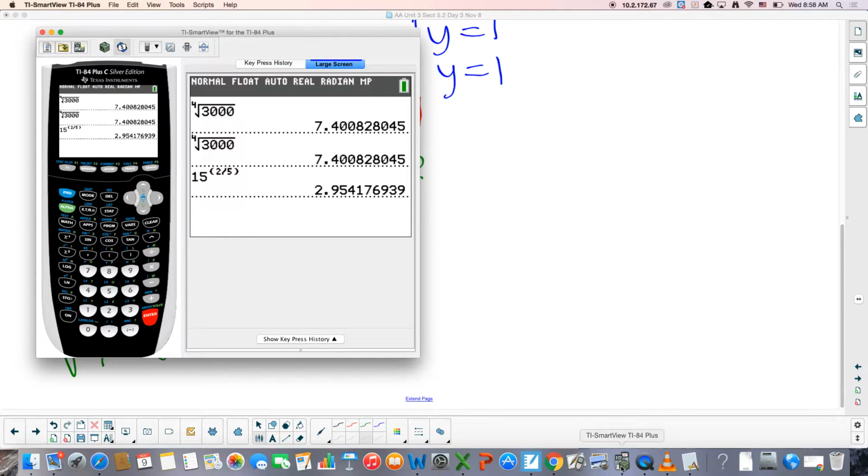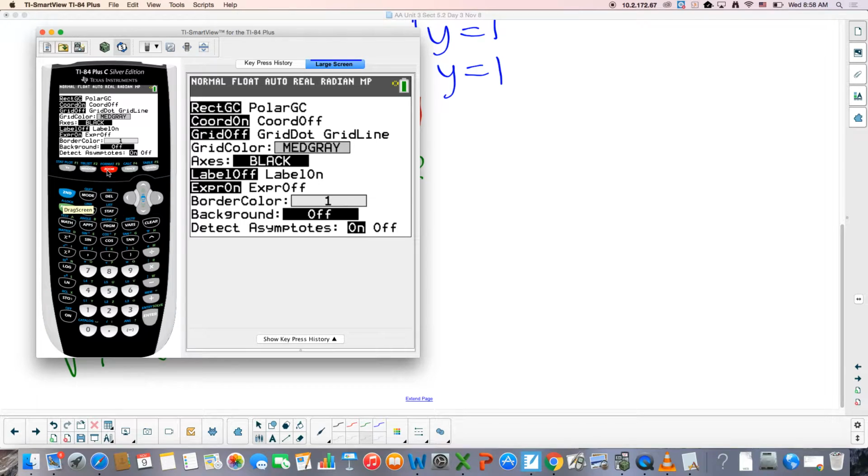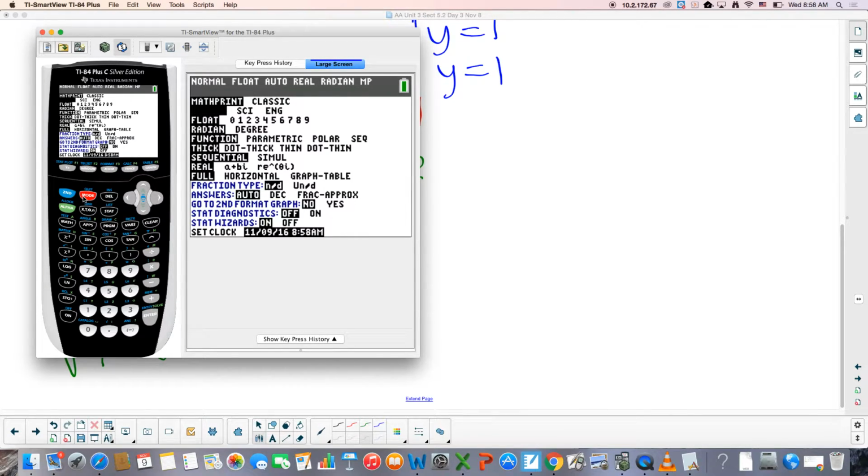Is it mode or is it second format? I think it's second format. Let's look. Second format. And you can change all these things. You can change the colors of your grid, and all these other things. Oh, detect asymptotes. That's nice. I wonder what it does if I don't do that. That's not the one, mode though. Okay, see right here?